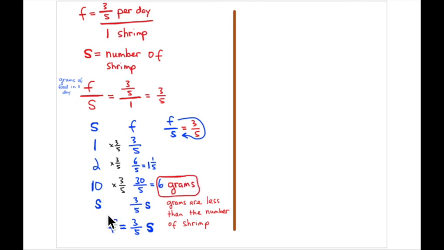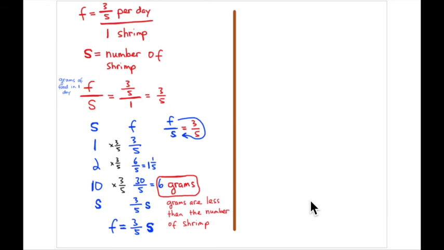So the equation is the amount of food is equal to 3/5 the number of shrimp. And that makes sense. One shrimp is 3/5 of a gram. So the amount of food is a fraction of the number of shrimp. So it's less than the number of shrimp. So 6 grams is less than 10 shrimp. And as a matter of fact, it's 3/5 of 10.